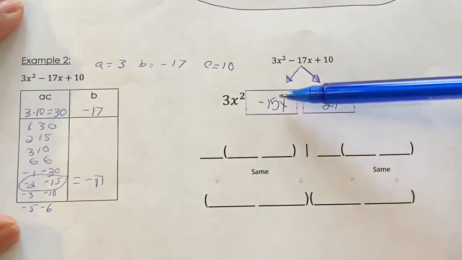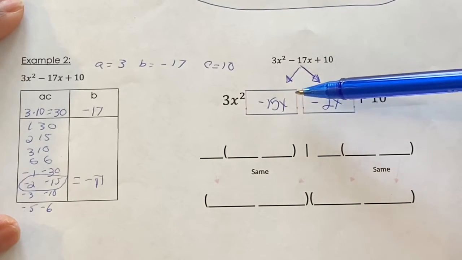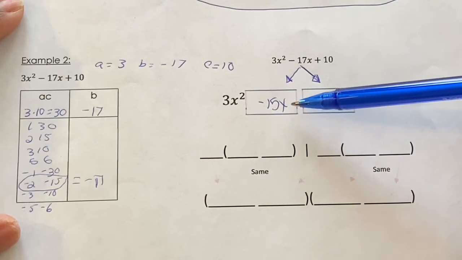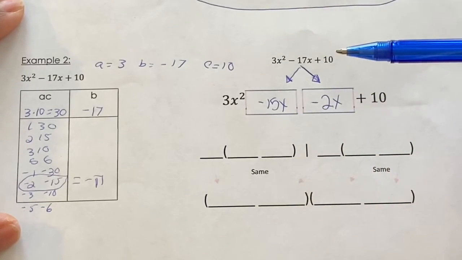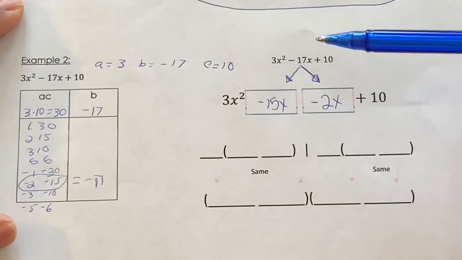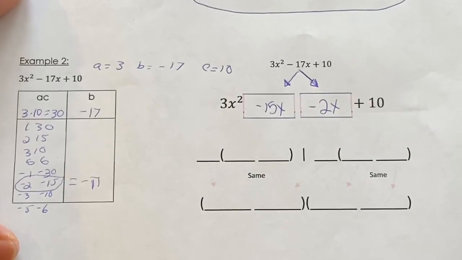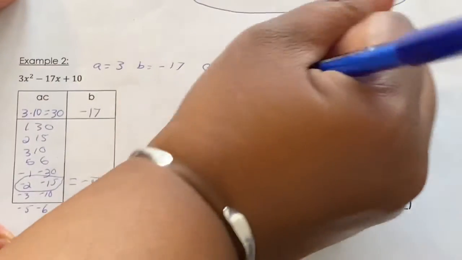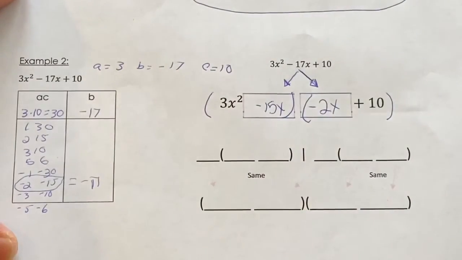If you do write them in the wrong place, what will often happen is you won't get the correct greatest common factor, and then the factors in your parentheses will not be the same. Okay, so then you have to go back and switch which order you wrote them in. Okay, so now I have 3x squared minus 15x. I'm going to group them by parentheses.